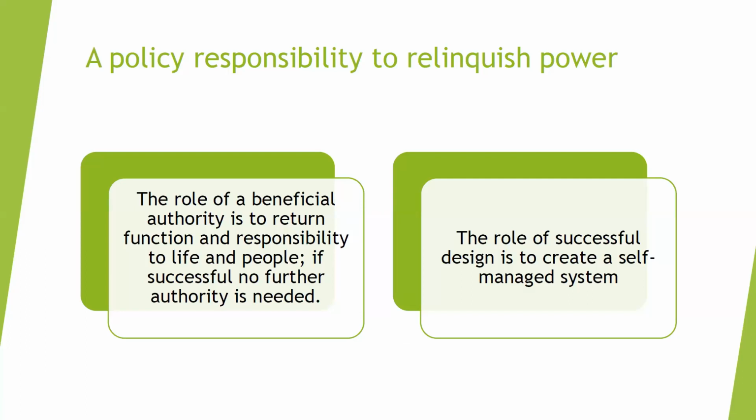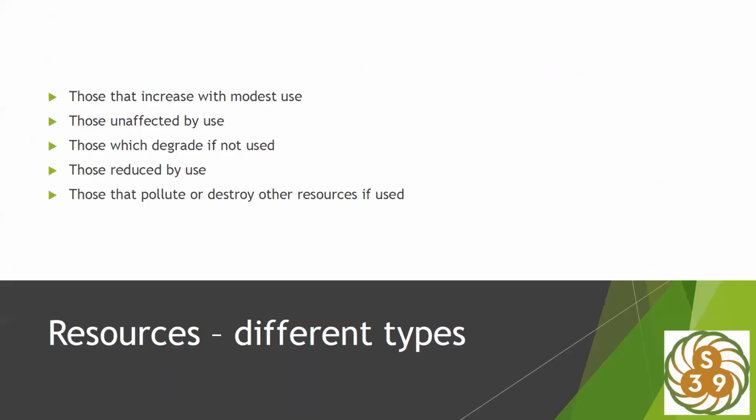This is an interesting idea to come back to as well: a policy of responsibility to relinquish power. Let's say you start a garden and you start planting plants, you're putting yourself in control, making you responsible. Imagine that if your garden naturalizes and becomes a food forest that's propagating itself, you've relinquished power. You've given something a life of its own. So good ideas and good design initiatives can go on and have a life of their own. Let's think about that. The role of successful design is to create a self-managed system, a system that runs itself, just like the rainforest, just like a natural system. That's the potential that we're aiming for.